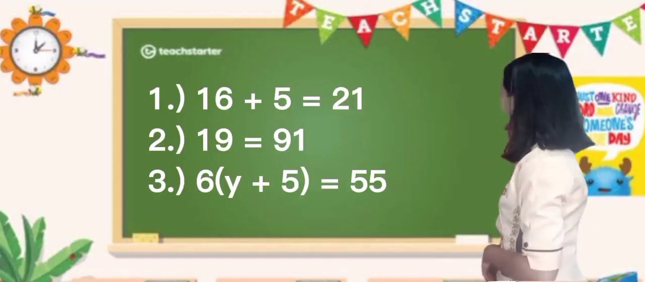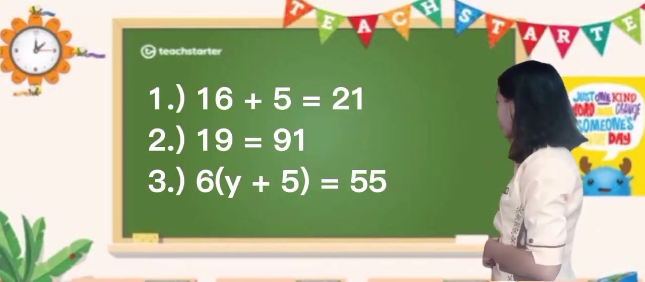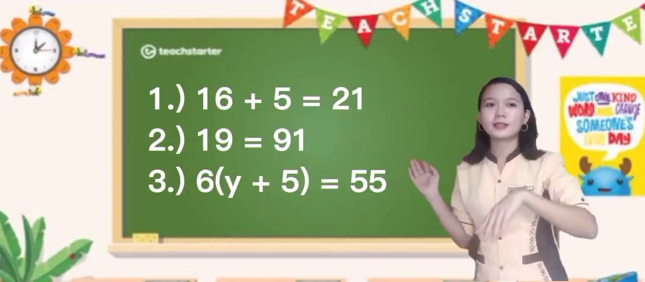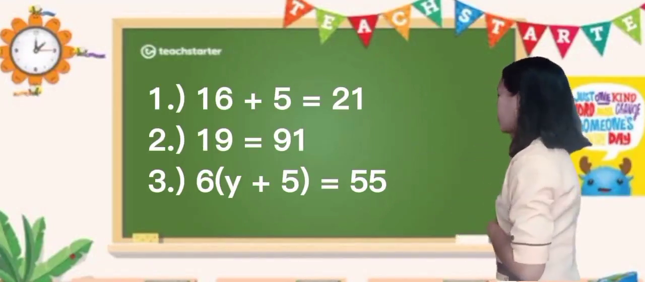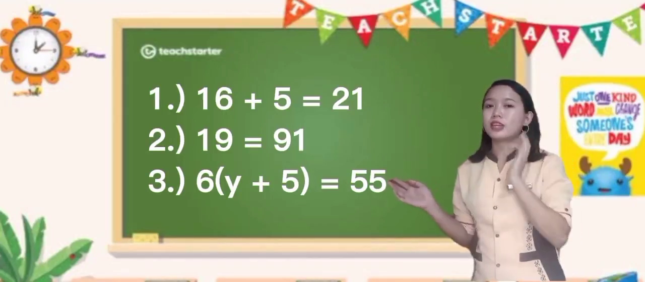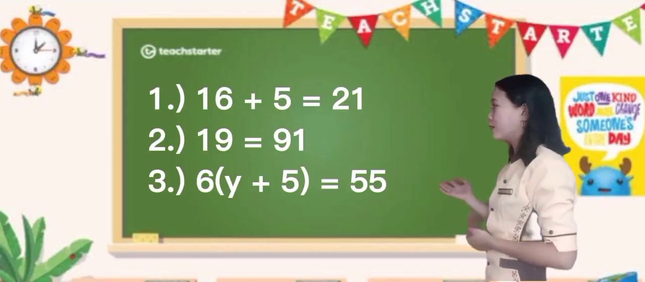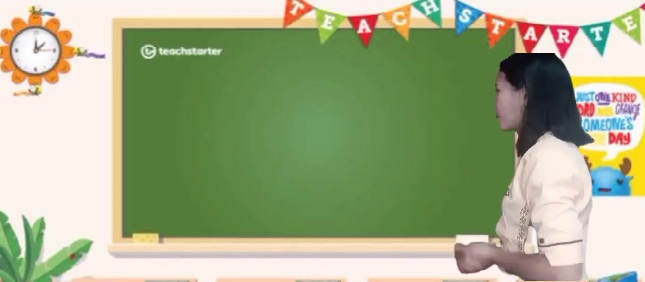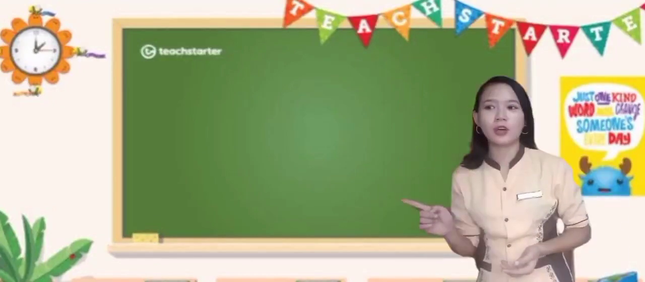And the last one, 6 times the quantity of y plus 5 is equal to 55. What is this? Open equation, because we still need to find the value of y to know if the equation is true or false. Very good.